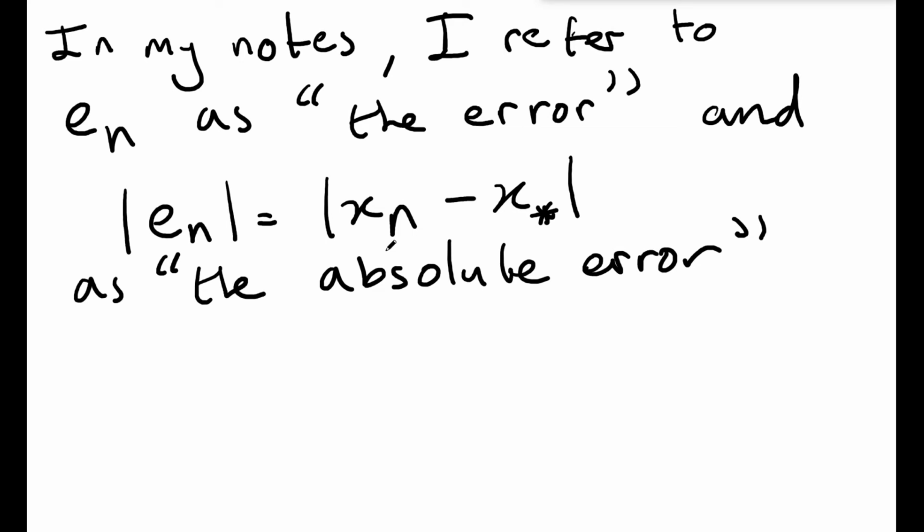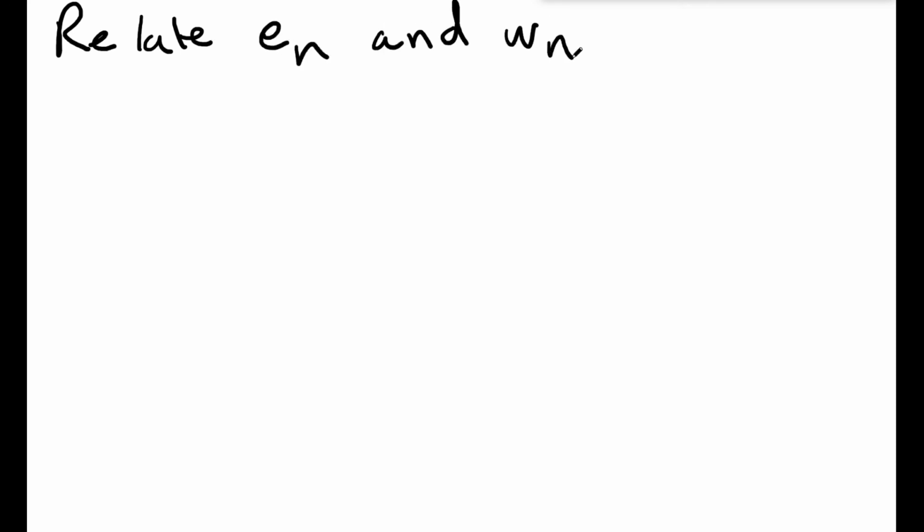Now, we've got these two ideas: the error and the width. In order to understand the convergence of the two, we need to relate them somehow, and this is the point where we do it. I'll start a fresh page for this because it's a key idea. So we want to relate the error and the width of our bracket, and this is a key bit of the argument.